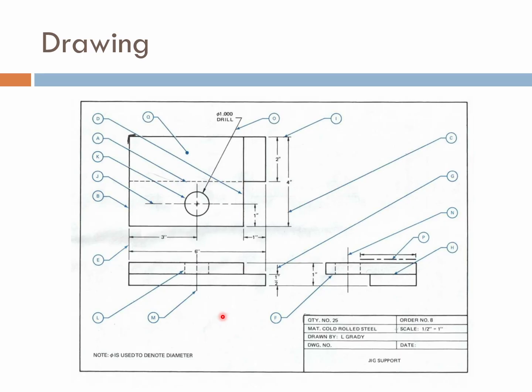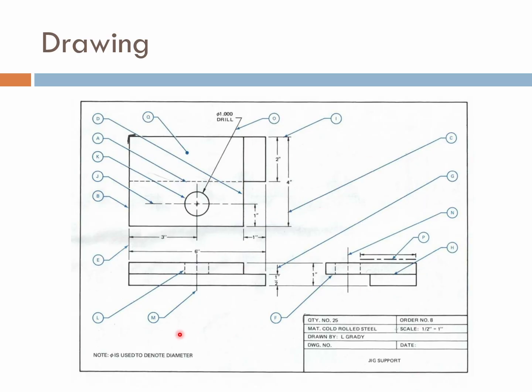The other thing I want to tell you, see this right here? This is important. This is your title bar, your title block. It has information in here like the quantity number, what the material is, your scale, so 1/2 inch equals 1 inch, and drawing number, date, what it is.